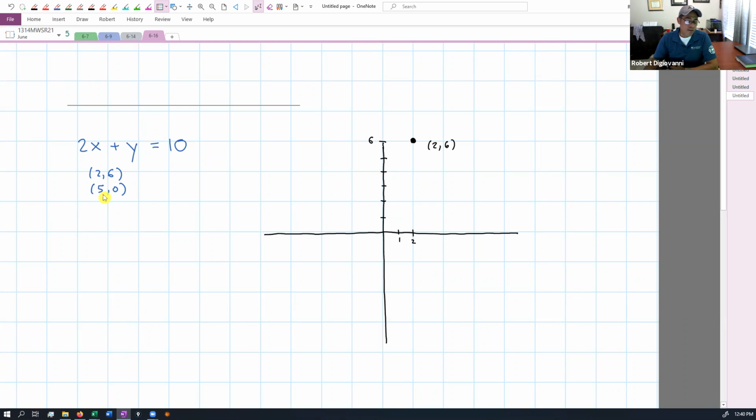Another answer is the point 5, 0, which would be to the right 5: 3, 4, 5. So to the right 5, and then 0 means you don't go up or down. So here's another answer that is a visual representation of that answer. Let's find another answer. Can somebody give me another answer for the X and the Y here? Anything you can come up with other than 2, 6, and 5, 0.